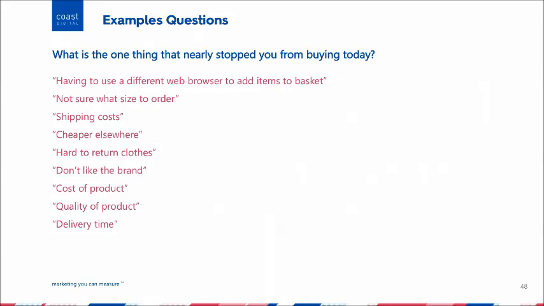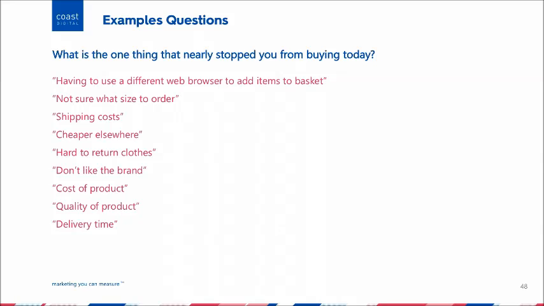And here we've actually got an example of a question that we ran on one of our clients' sites. So here we asked them, what is the one thing that nearly stopped you from buying from us today? And here are some of the replies. Having to use a different browser to add an item to basket, so it's clearly an issue with the website. Shipping costs, cheaper elsewhere, it's hard to return the clothes. So we're getting some really, really good data from the user, and as a result, we can create some really great fixes. For example, we can address the issue on the browser. I think in this instance it was Firefox. We can look at our pricing structure and so on and so on.